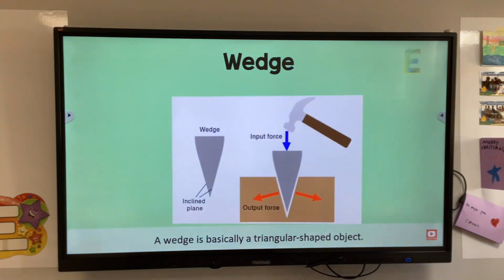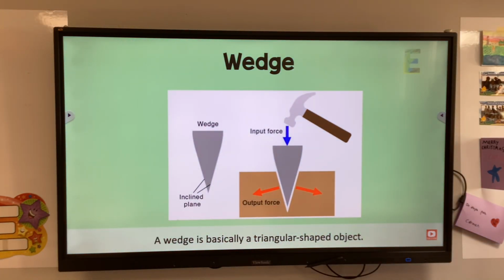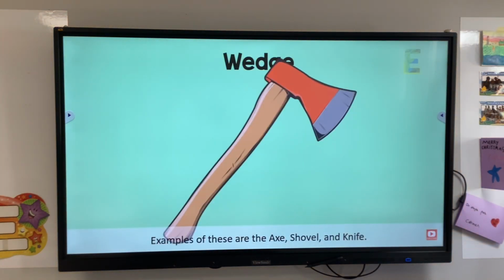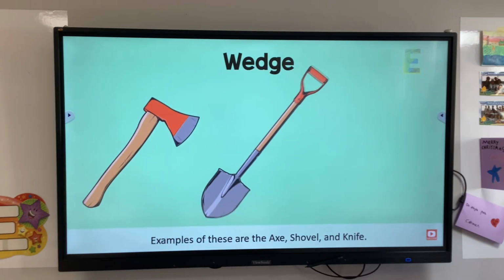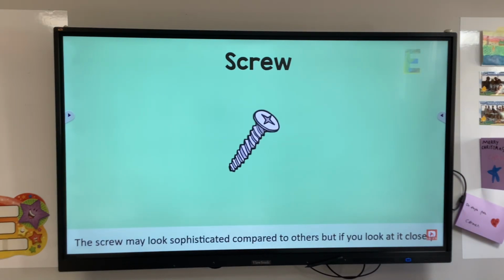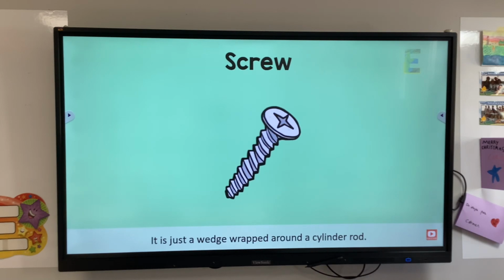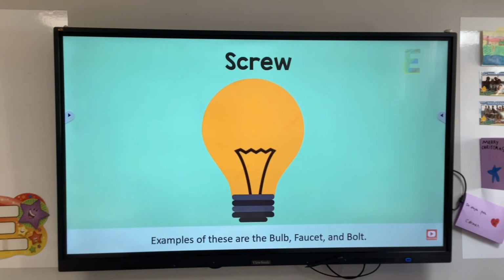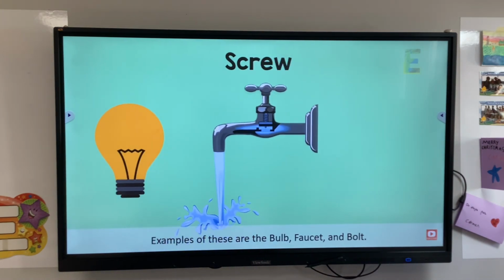A wedge is basically a triangular shaped object. On one end, it is thick and thin or sharp on the other. It is used to split things into pieces. Examples of this are the axe, shovel, and knife. The screw may look sophisticated compared to others, but if you look at it closely, it is just a wedge wrapped around a cylinder rod. Examples of this are the bulb, faucet, and bolt.